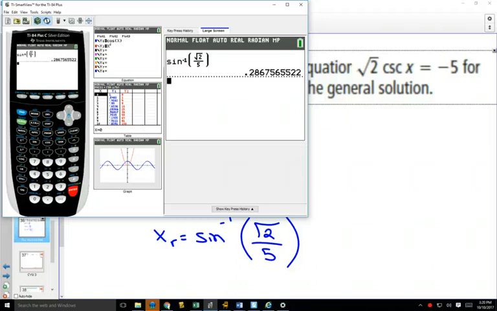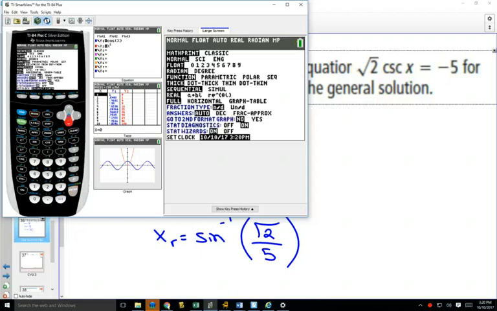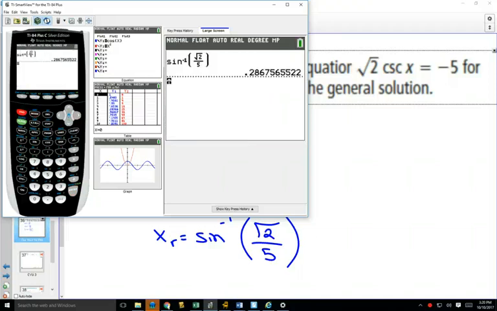Reference angle of 0.286. Are we in degrees? No. So now we have to switch back to degrees. Retype that. 16.4 degrees.